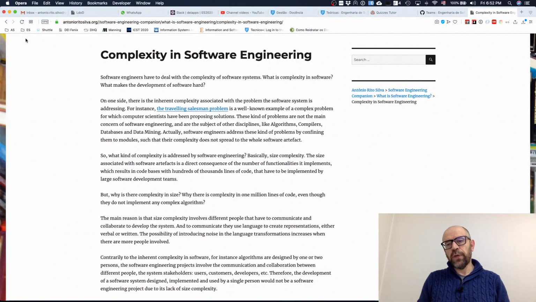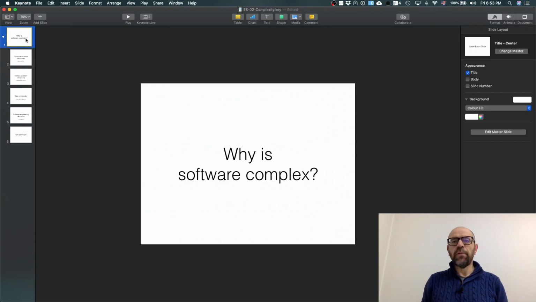Hello. So now I'm going to give a very short talk about what complexity is in software engineering. I think it is important before we start to see what type of problems we are addressing. And the best way to look at it is to see what complexity is in computer science, and then to see if there are differences between what we address in computer science and in software engineering. So why is software complex?